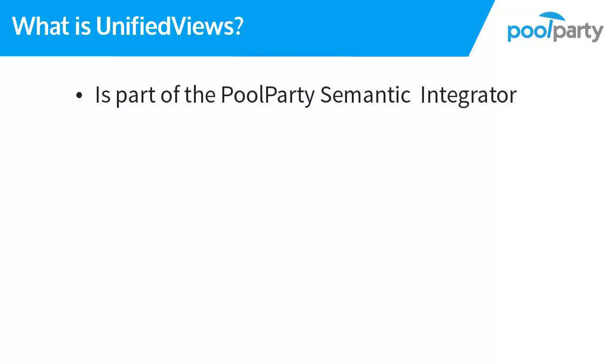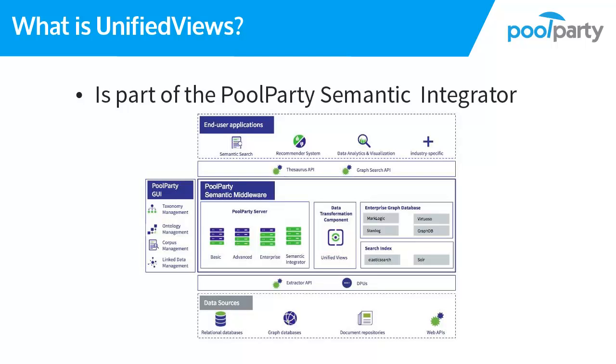UnifiedViews is part of the PoolParty Semantic Integrator. Let's recall the PoolParty Semantic Integrator architecture. We find UnifiedViews in the middle. On the left side, we have PoolParty as a semantic middleware used to create your knowledge models. The bottom layer shows your diverse data sources that you want to analyze and integrate. The analysis can be done with a PoolParty extractor, such as annotations of text, but the integrate part of mapping the different data types and connecting them in a knowledge graph happens in UnifiedViews. After you integrate the data, you store it and use it for your end applications.